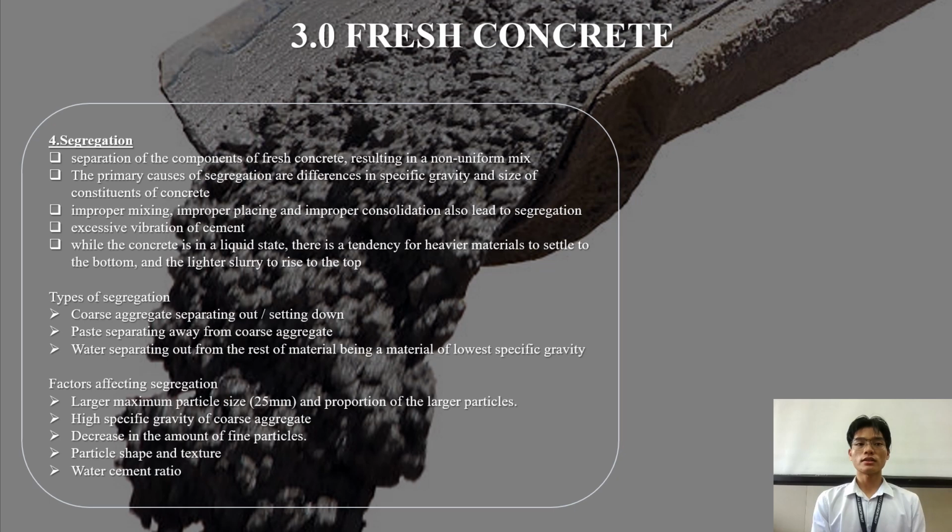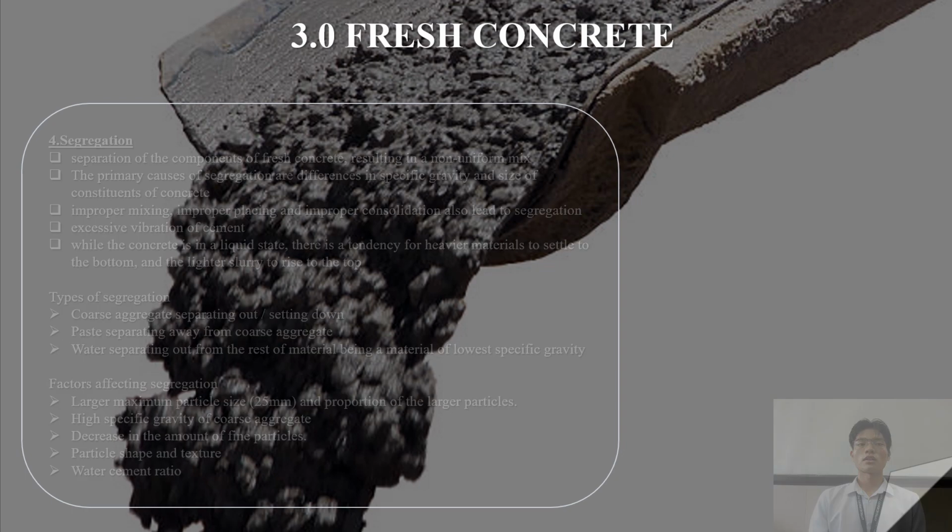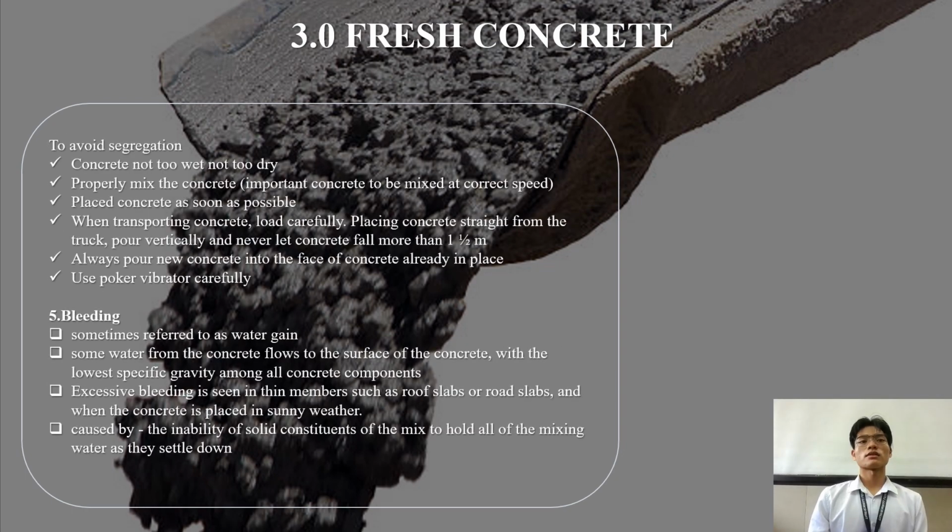Types of segregation: coarse aggregate separating out at setting time, and phase separation away from the coarse aggregate, water separating out from the rest of the material, being of lower specific gravity. Factors affecting segregation.